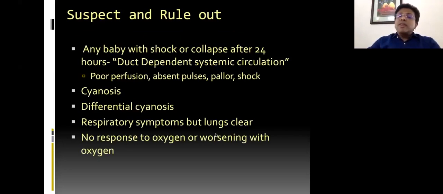So any baby who develops shock or collapse can have duct-dependent systemic circulation. The characteristic features are poor perfusion, absent pulses, pallor, and shock.